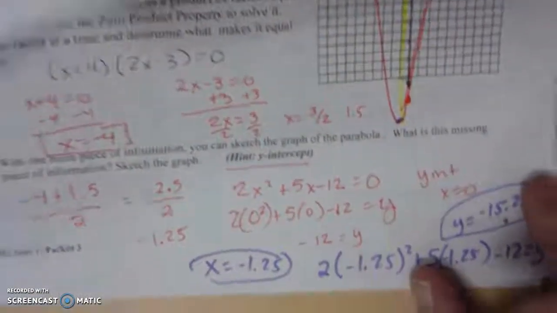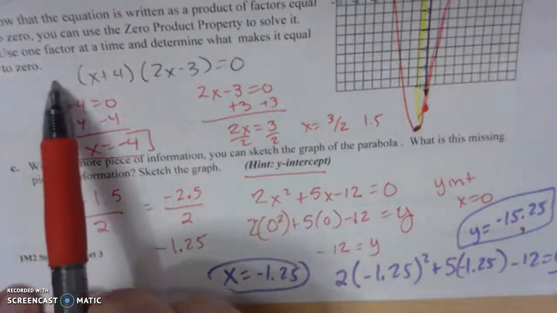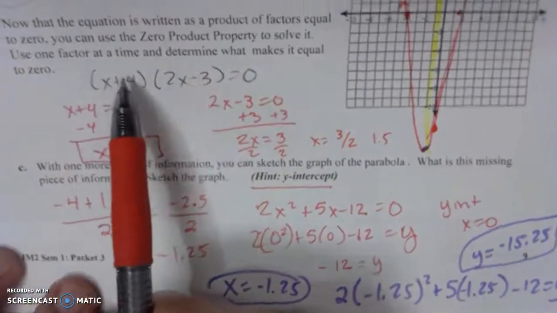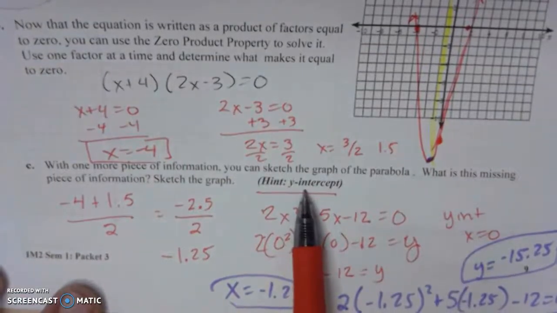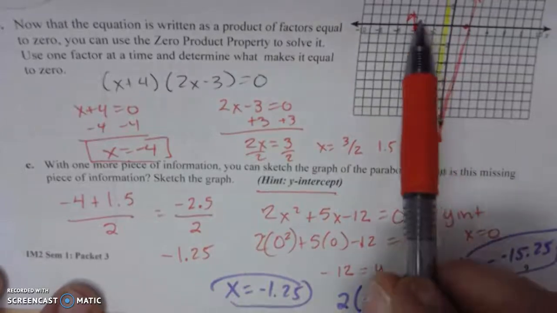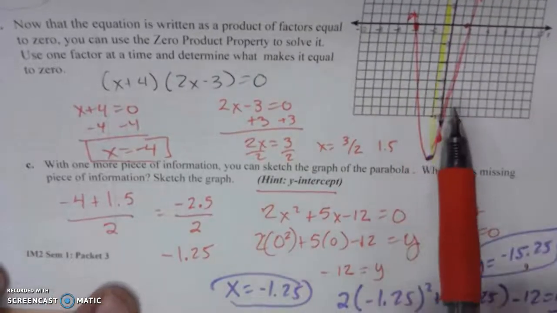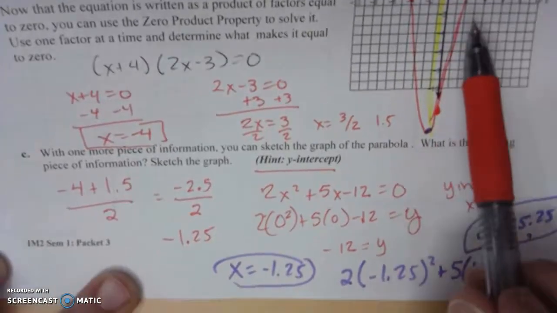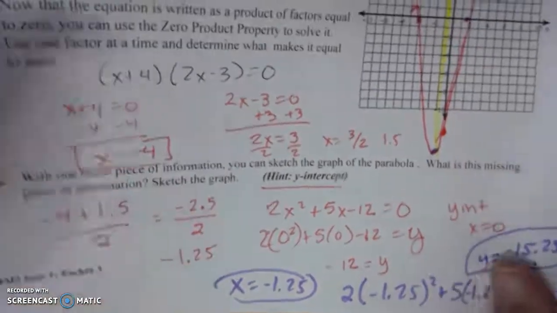So let's just review. What is it that I was looking for? I've been looking for the x-intercepts, to find the x-intercepts I use the zero product rule. I look for the y-intercept by setting the x equal to 0. Once I know my zeros here, I can find what's in the middle, find the line of symmetry, and then I know that that's going to hit in the middle, and I can find my vertex.